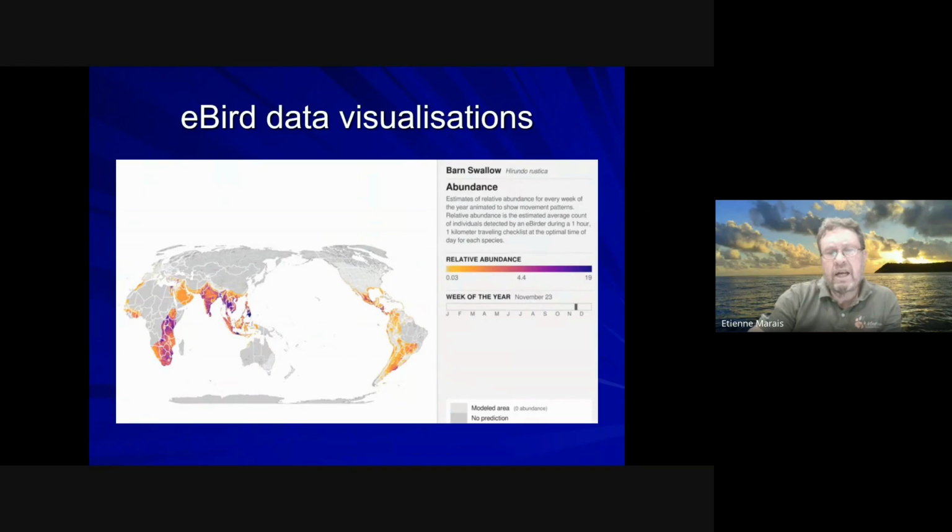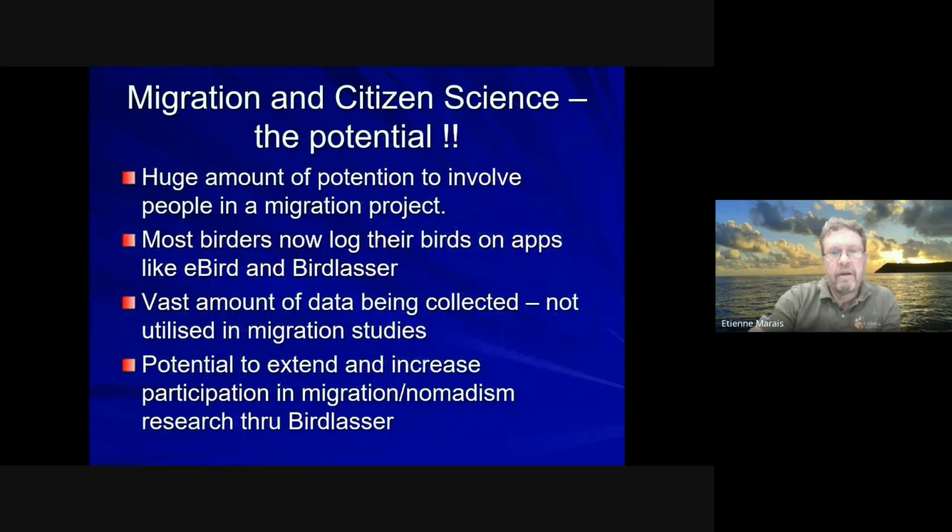So this basically is a visualization of barn swallow abundance through the season. So what you can do if you go to this page on eBird, it's easy to find, is you can scroll through the week of the year and you'll see where the birds are. So it's absolutely a wonderful way of presenting the information as well. So I believe that migration has the greatest potential of issues to involve ordinary people in citizen science.